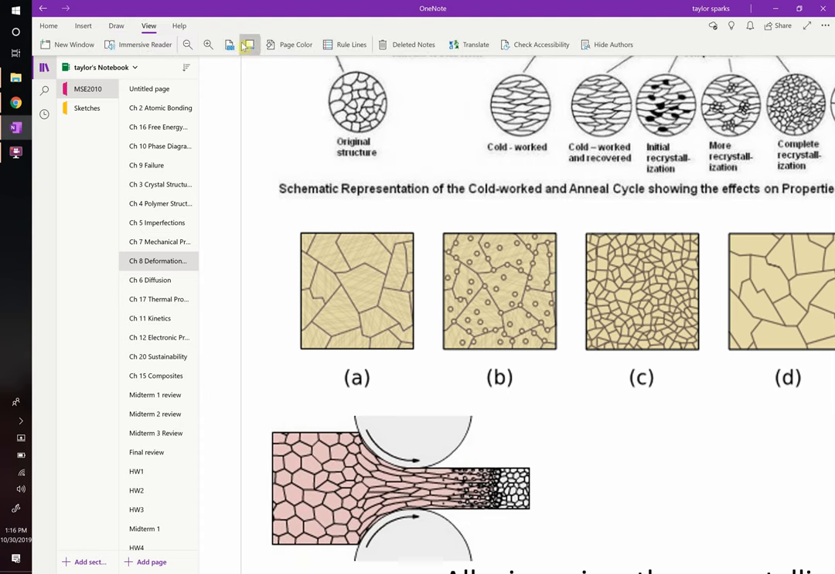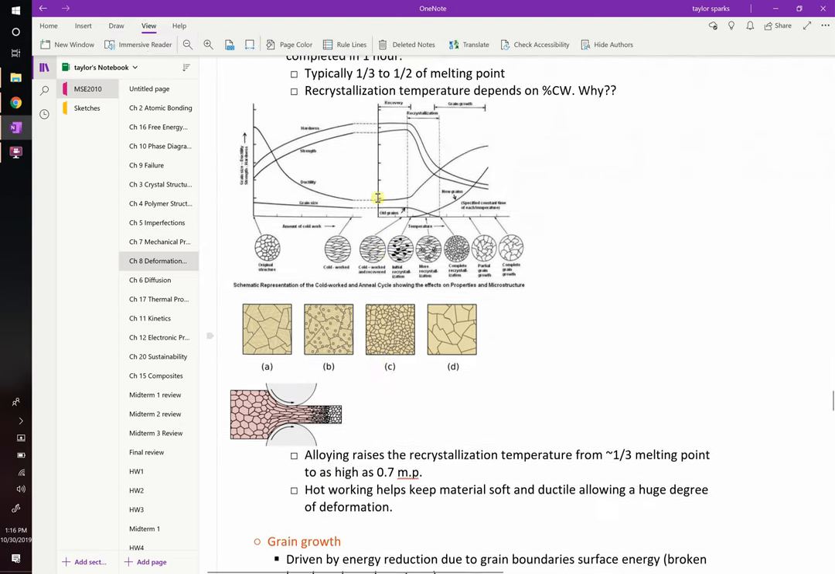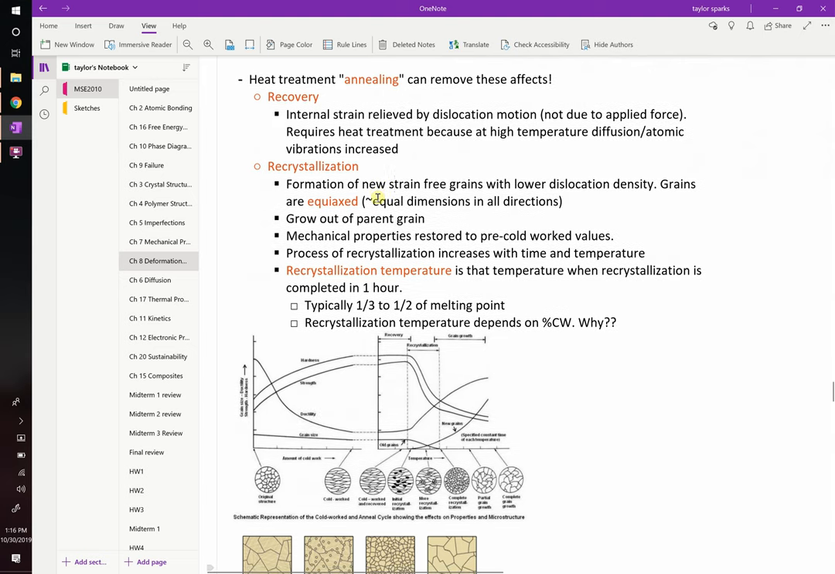You could think of recrystallization as a more severe or extreme version of recovery because it just gets rid of the old grain. It starts from scratch and grows.